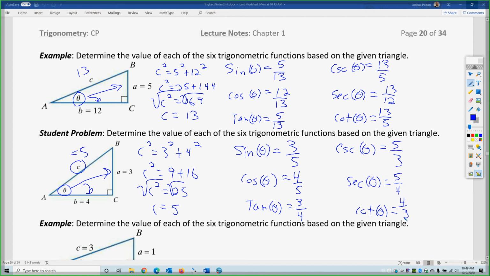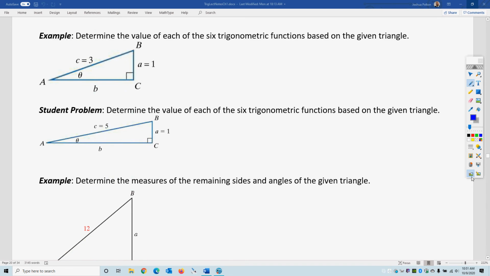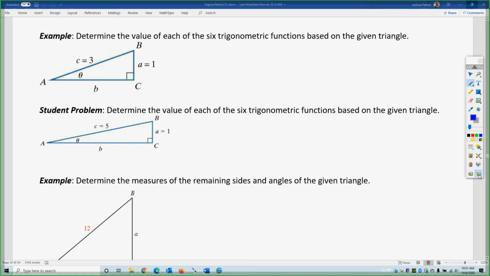Okay, let's try the next one. Try the next problem. Okay, write the 6 trig functions.